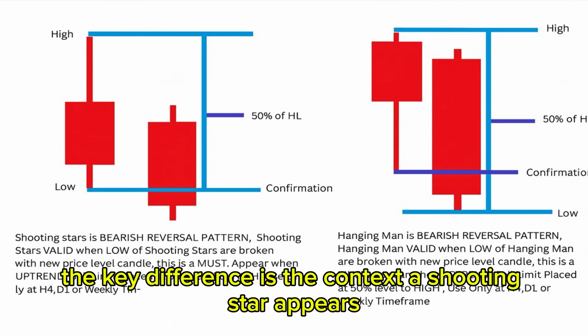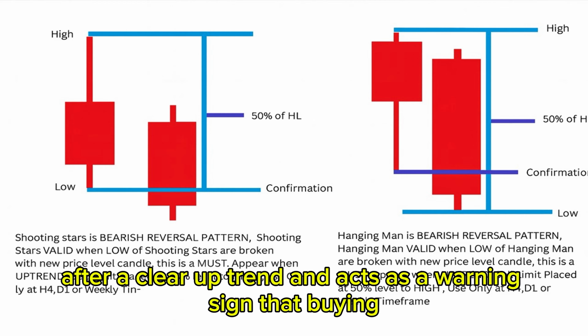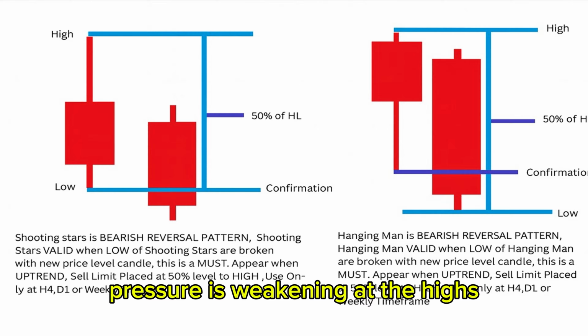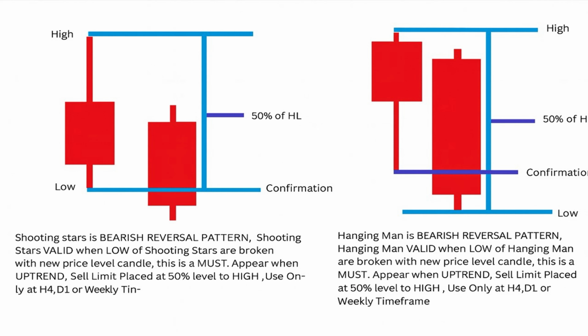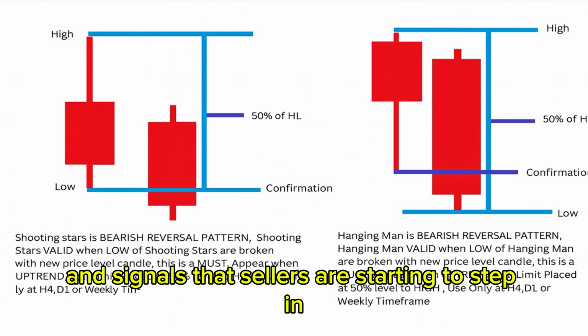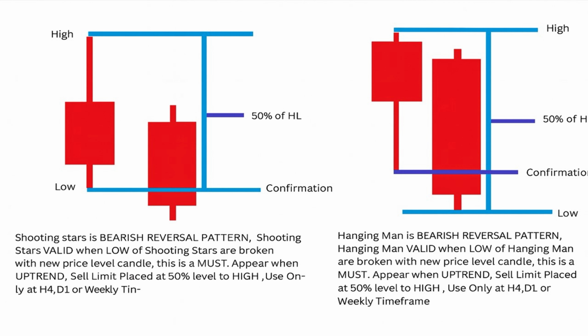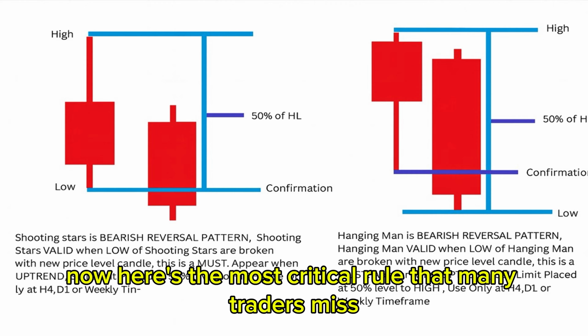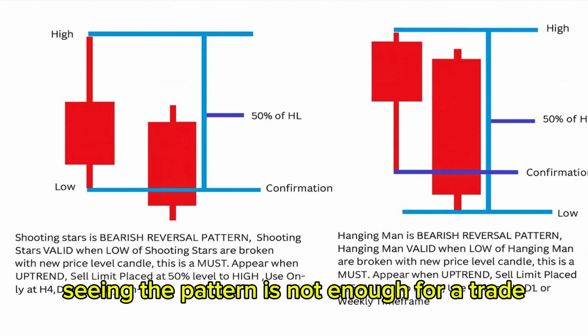A shooting star appears after a clear uptrend and acts as a warning sign that buying pressure is weakening at the highs. The hanging man also forms during an uptrend and signals that sellers are starting to step in. Now, here's the most critical rule that many traders miss. Seeing the pattern is not enough for a trade.